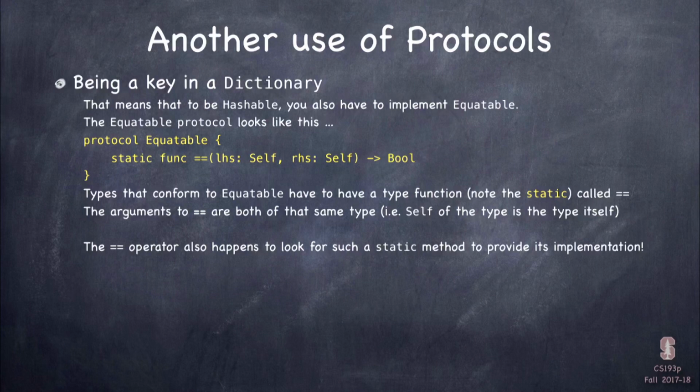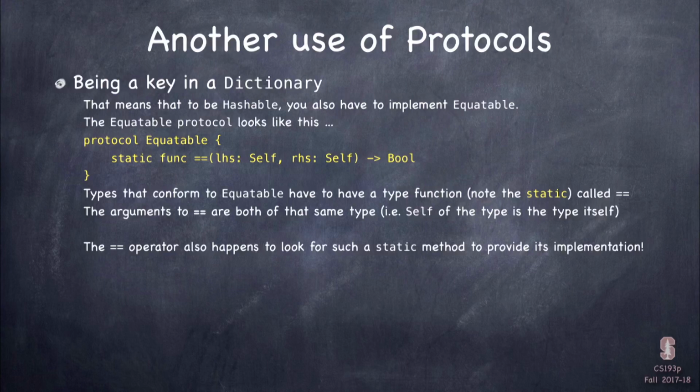Okay, it's not required to be alphanumeric characters. So they chose this to be called equals equals, which is kind of cool. And the arguments are a left-hand side and a right-hand side. Notice that the type is Self. This is a type method, so Self is the type.